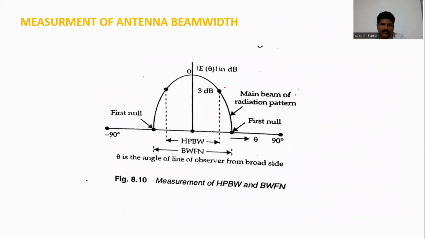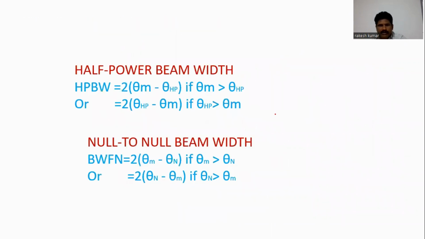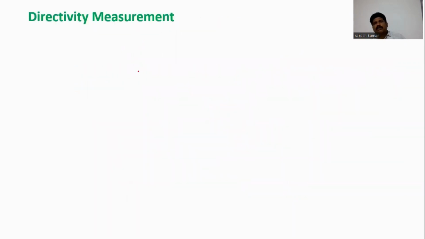I have told you how to measure the half power beam width. Once the radiation pattern is obtained, this angle is nothing but the half power beam width. Whenever the power has fallen by 3 dB, that is the half power beam width. So you can calculate the half power beam width.